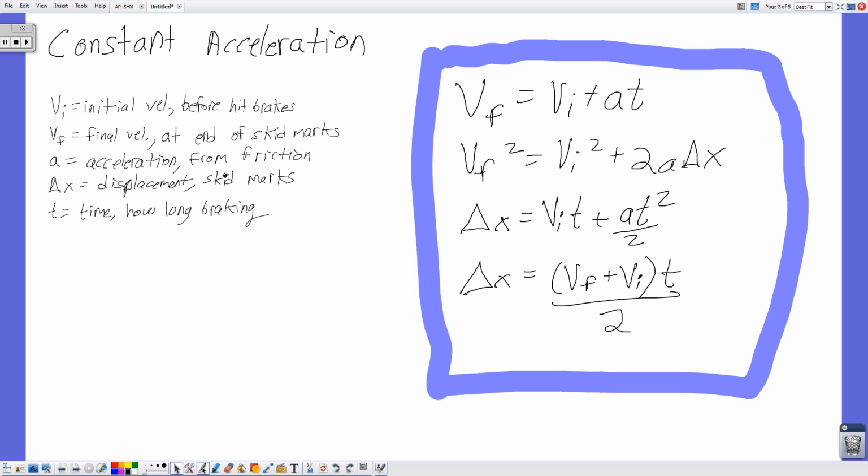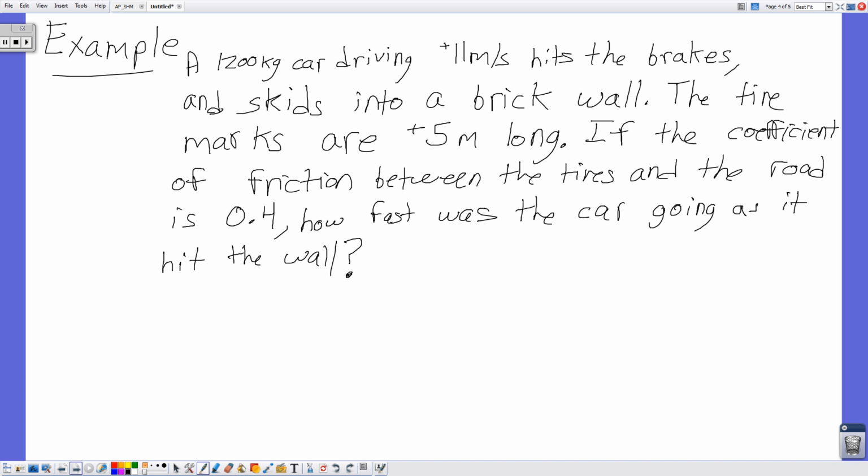So let's have a mini example problem now. I know you're very close to the very end of your page. You should have just enough to squeeze this in at the bottom. Example. A 1,200 kilogram car is driving positive 11 meters per second. It then hits the brakes and skids into a brick wall. The tire marks are positive 5 meters long. If the coefficient of friction between the tires and the road is 0.4, how fast was the car going as it hit the wall?